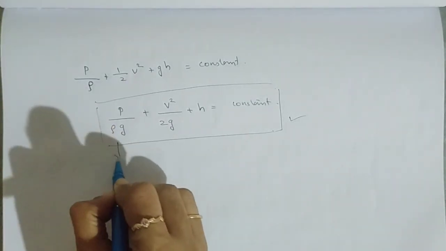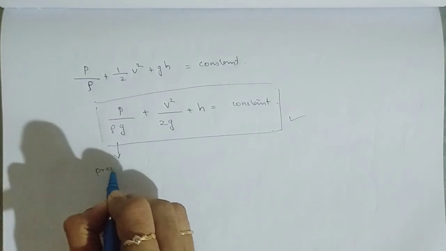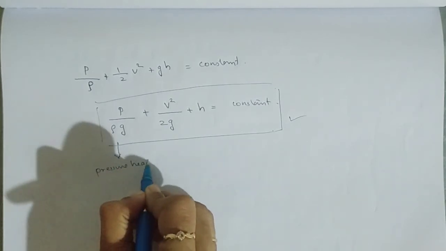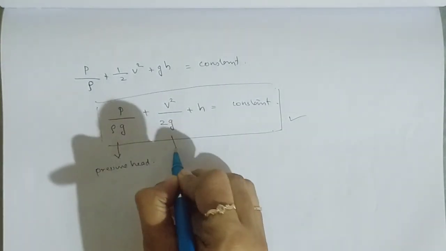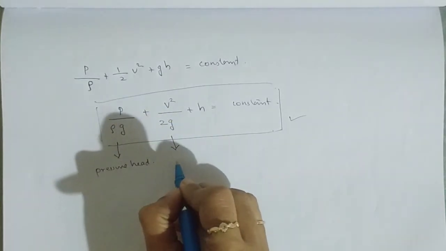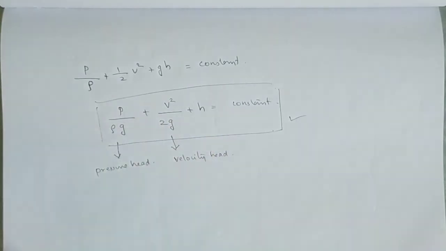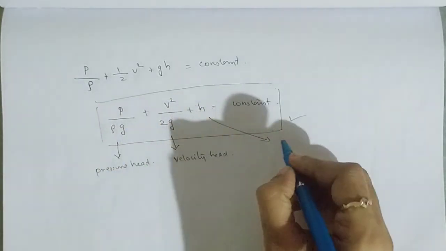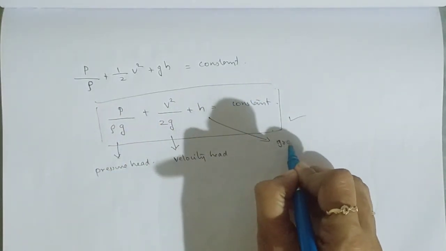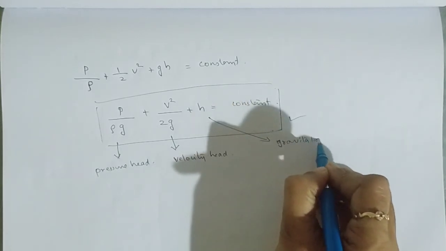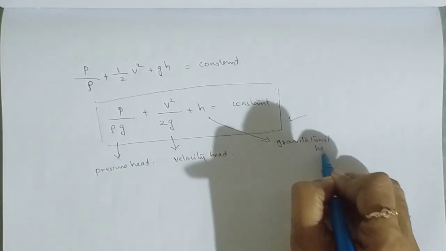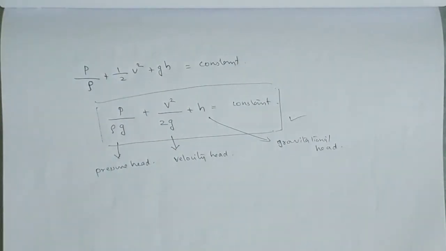Here we can write, this is the pressure head, this is the velocity head, and this is the gravitational head.